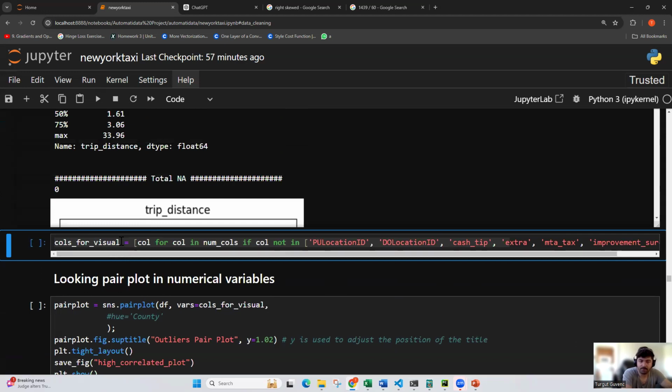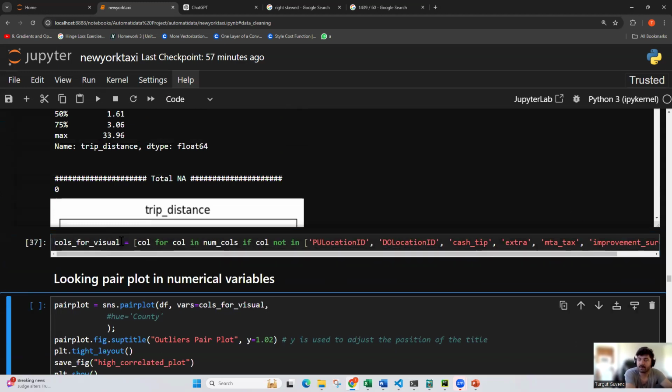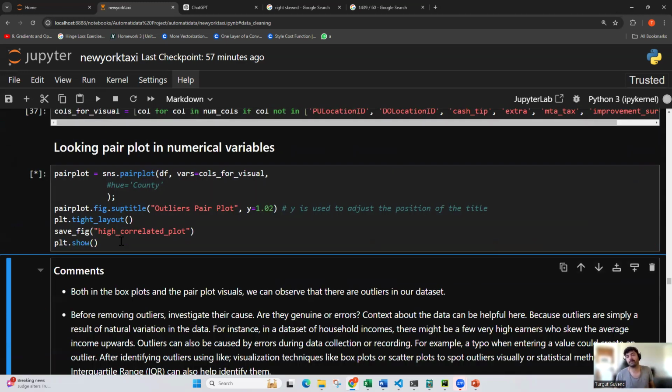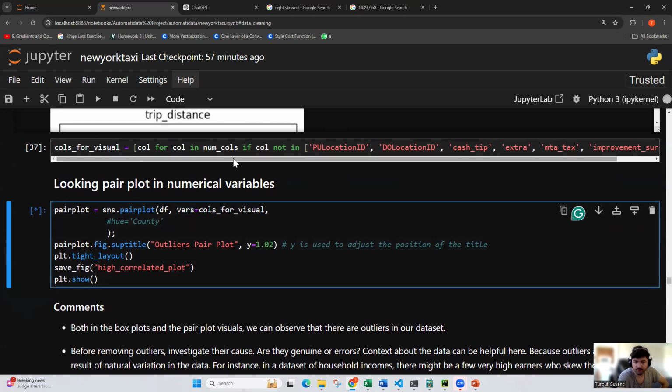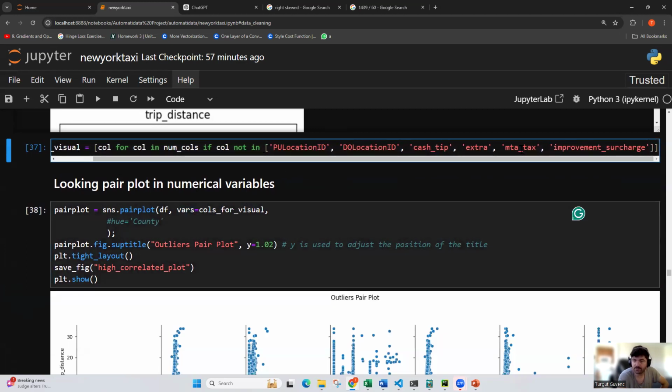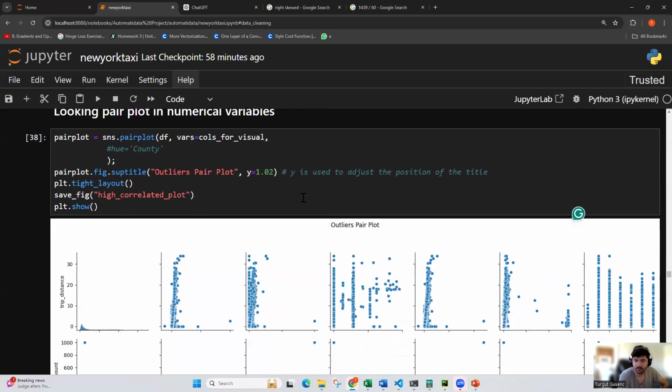Okay, so let me just visualize. I want to show you how you can use pair plot. A pair plot shows you the pairs for each plot, also as a scatter plot, and you will see it in a second. It will take some time because it will visualize a few different columns, right? So what it does is, sns is a Seaborn abbreviation, and sns pairplot takes the data frame. Variables are the columns for visuals, right? I just excluded a few of them, as I mentioned the reason before, right?